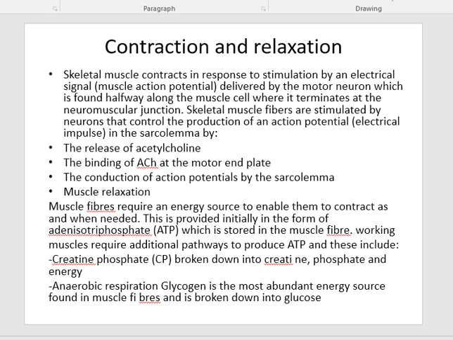What about the contraction and the relaxation? Skeletal muscle contracts in response to stimulation by an electrical signal اللي هي muscle action potential delivered by the motor neuron, which is found halfway along the muscle. يعني منتصف المصل طول مالتها اكوش انت بليت موجود هناك وموجود موتور حقيقة نيرف الموتور نيورون اللي يعطي ايعاز اللي هي الاكشن بوتنشال راح يصير ويسوي كونتراكشن بالمصل.